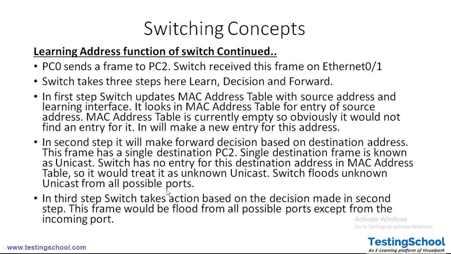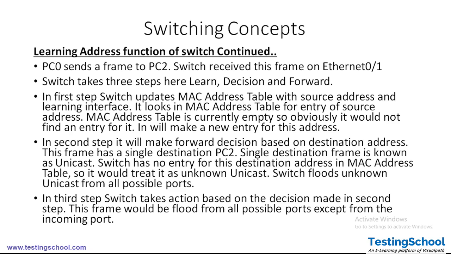Now in the second step, it will take the forwarding decision based on the destination address. This frame has a single destination, PC2. A single destination frame is known as unicast. Since we already told that the table is currently empty because it has started freshly, there are no dynamic entries present. It has a single destination address, which is for PC2.